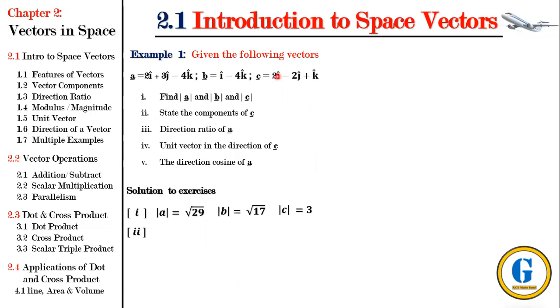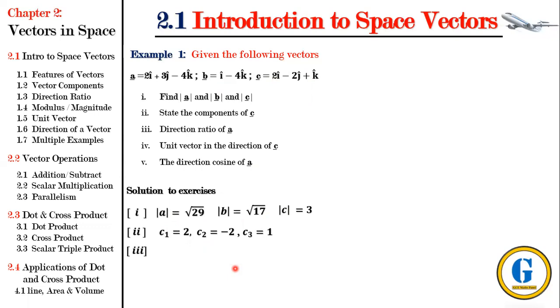Now, sub 2, to state the components of C. What are the components of C? The components of C are the coefficients of i, j, and k respectively, right? So we have 2, -2, and 1. So for C, C1 is equal to 2, C2 is equal to -2, and C3 is equal to 1. Then for sub 3, the direction ratio of A.